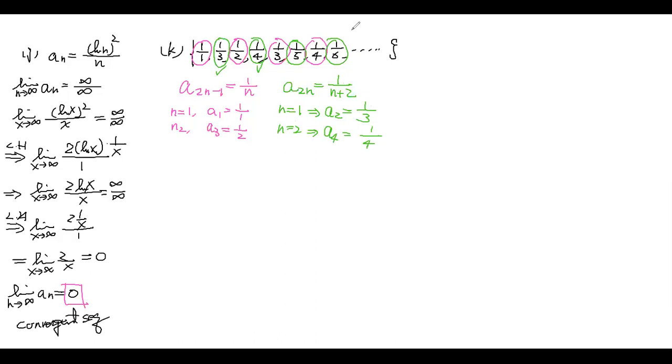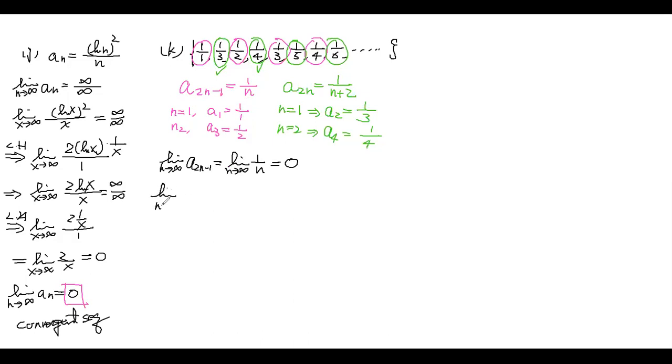So in fact, this sequence is the combination of two different sequences. Now let's take a look: are they going to the same place? So this is a_(2n-1), that means limit as n approaches infinity of 1 over n. I know that as n approaches infinity, 1 over n is 0. Very good.